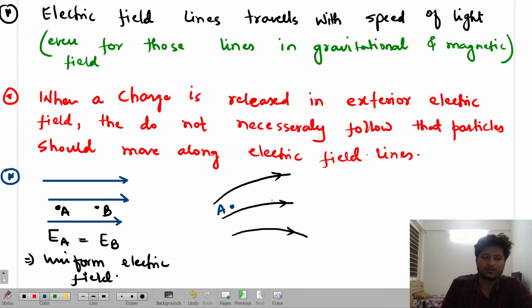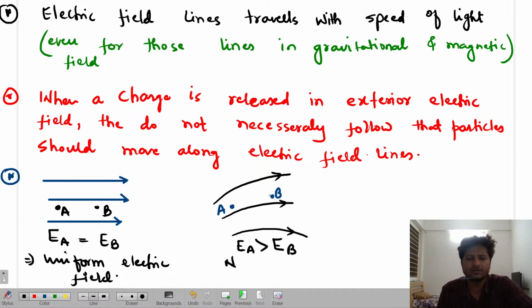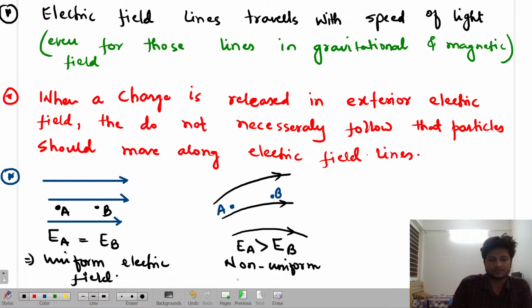This is point A, this is point B. So then the electric field at A means more closer. We know that the closer, the more the strength of the electric field, isn't it? Yeah, so E of A is more than E of B, and every time you have these kind of field lines, you should remember that these are representations of non-uniform electric field.